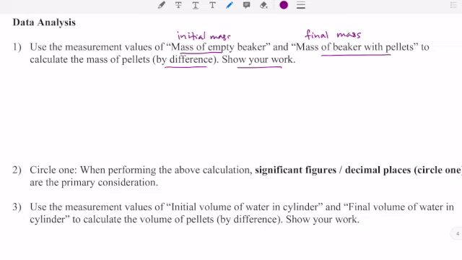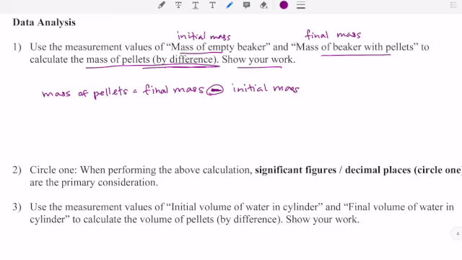So this is not an equation you'll find, but the mass of the pellets is just mass by difference. So that is the final mass from your experimental data table minus the initial mass. And you should note that this is a subtraction, so you need to look at decimal places when you do this calculation.